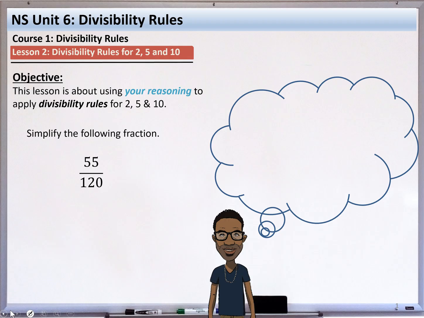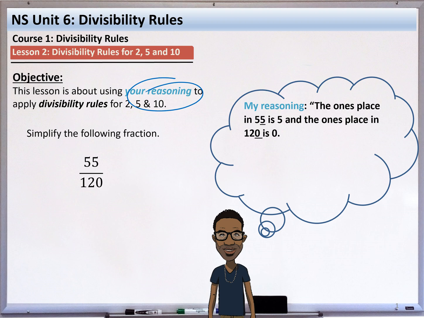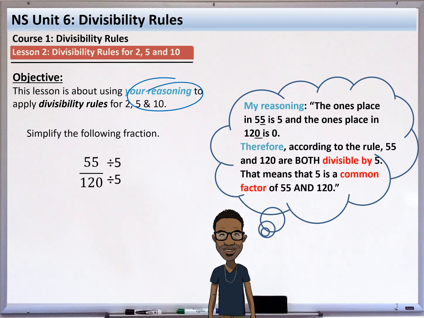And it's also important that you not only know the rules, but you be able to explain your reasoning in using the rules. So, for example, simplify the fraction 55/120. One way to state your reasoning would be, the ones place in 55 is a 5 and the ones place in 120 is a 0. Therefore, according to the rule, 55 and 120 are both divisible by 5. That means that 5 is a common factor of 55 and 120.